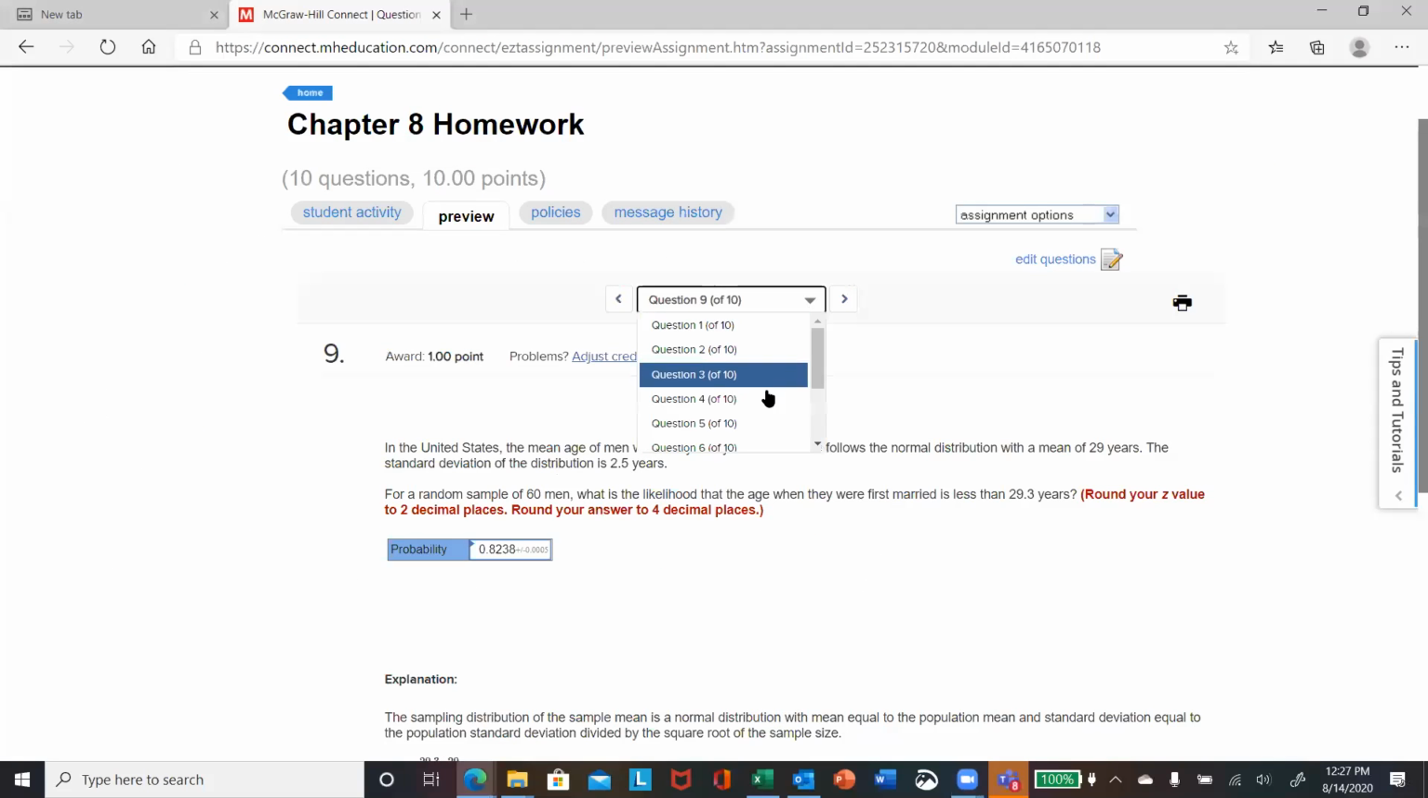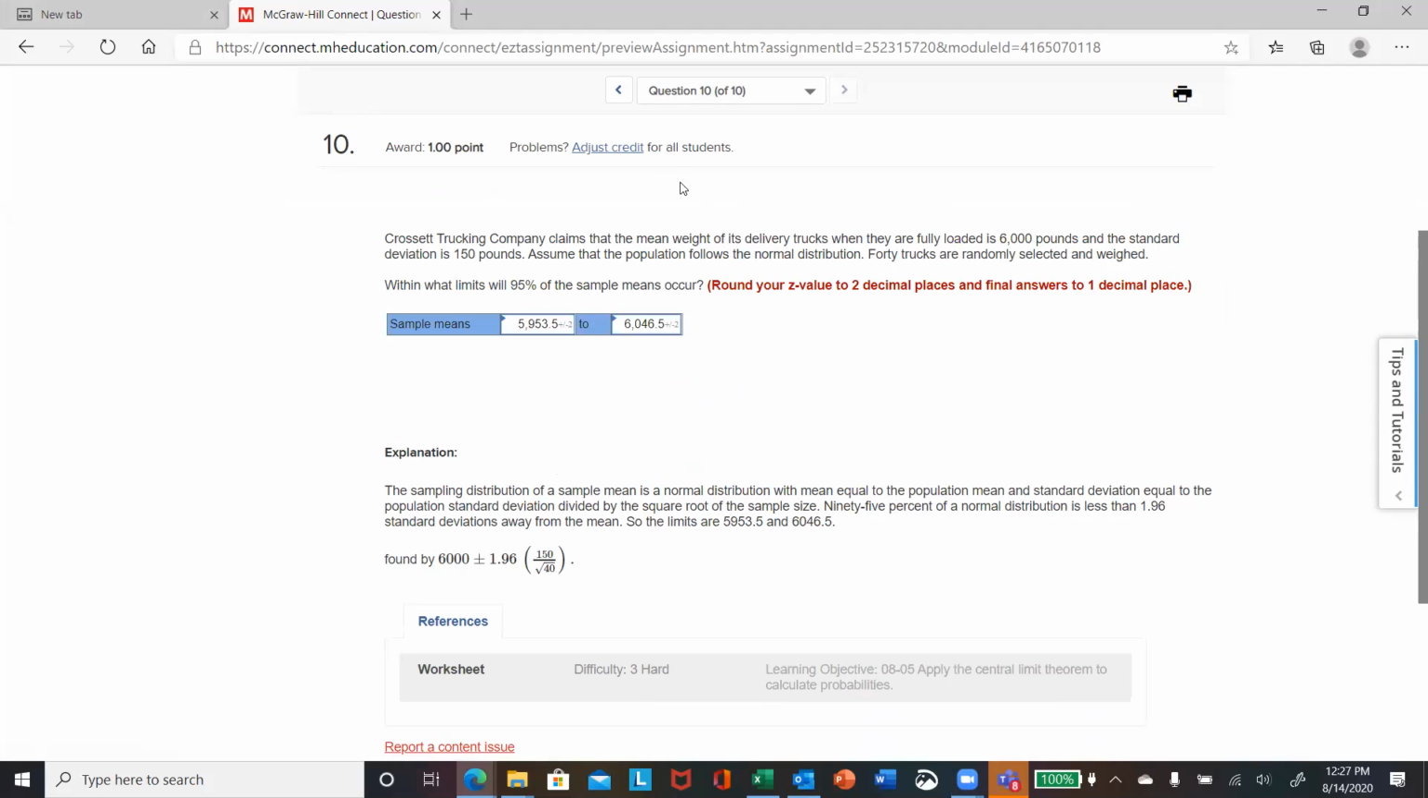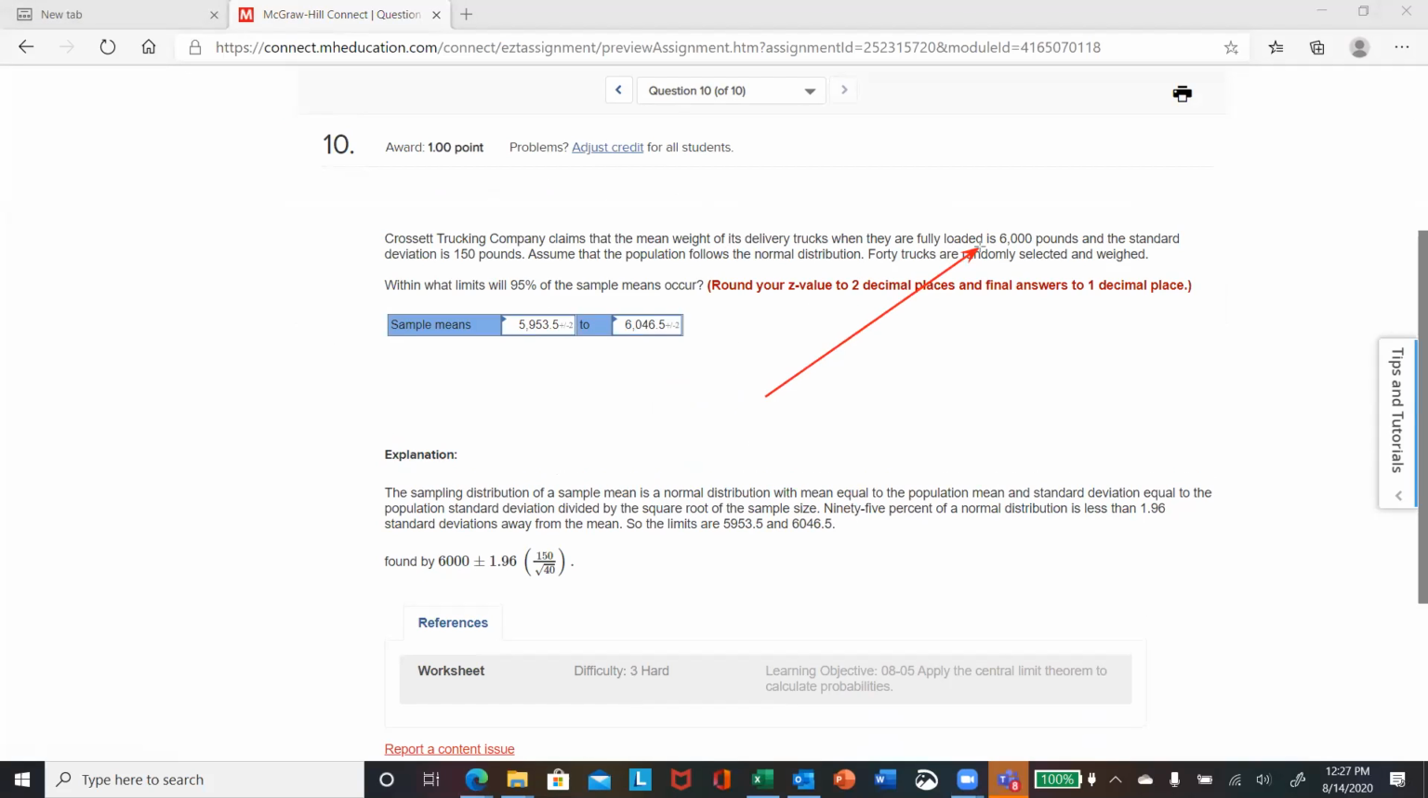All right, last one, number 10. On this one, we've got the mean weight is 6,000 pounds, sigma is 150, it's normal, 40 is our sample size. So let me write these out just to help you as you're working. So again, mu is 6,000, sigma is given at 150, sample size is 40, again, normal curve, 95% is what we're looking for.